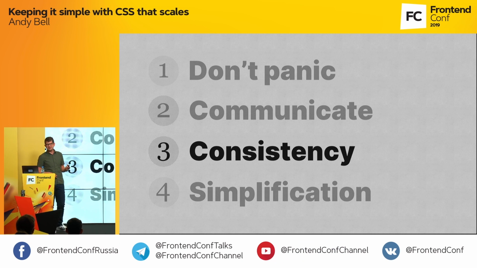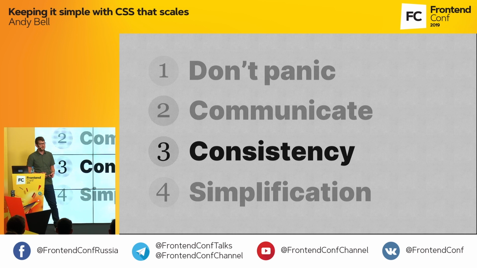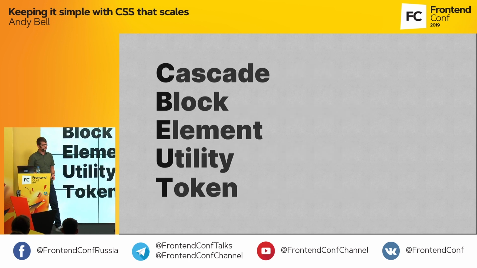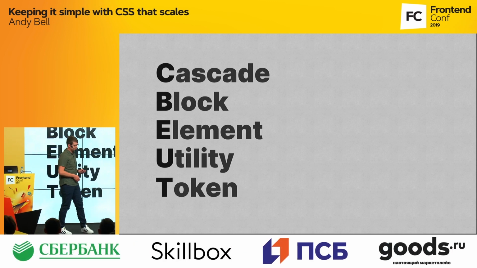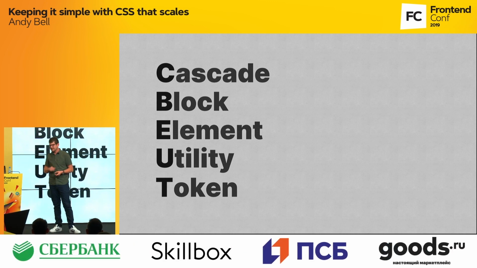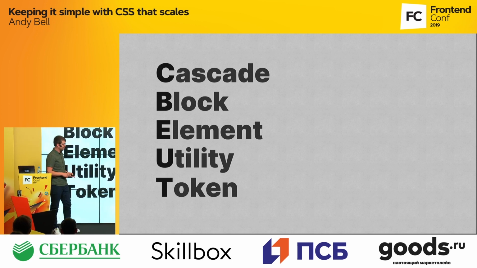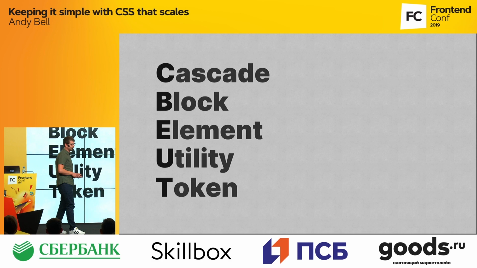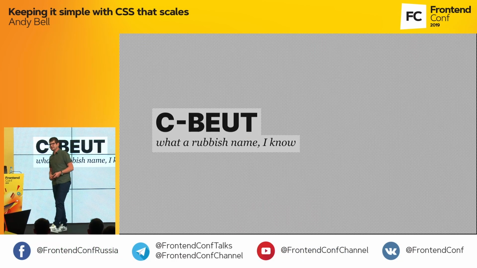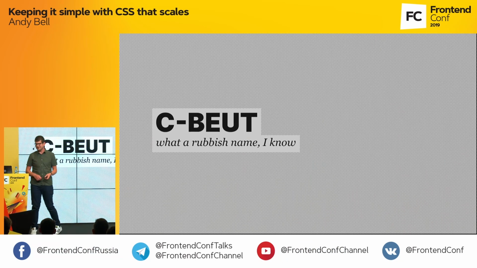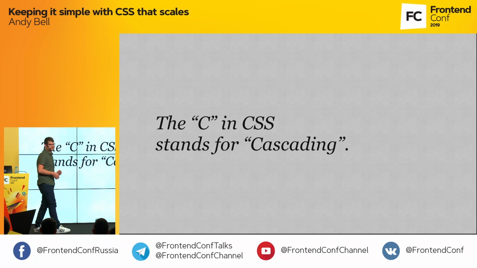And really, this is what these over abstractions are trying to do for you, but they just go a little bit too far. So what I do now is I've started working with a methodology that I termed CBUT, which stands for Cascade, Block, Element, Utility, and Token. I know it's a rubbish name, but I'm not here to make cool names up. I'm just using the acronym as it is. So let's go through, and I'll explain how it works and why I do it.